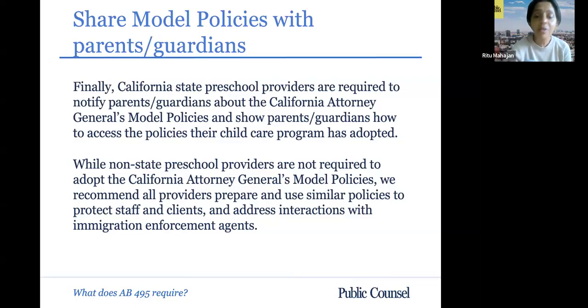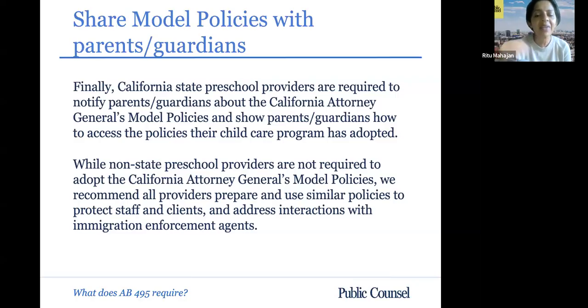We recommend that all of you, whether or not you operate a state preschool program, have policies to plan for this kind of situation where immigration agents are showing up at your door unannounced, or these agents are requesting information about families that you care for. Because as Andrea was saying, these situations are really stressful. And if you don't have a plan in place for how to deal with it, it's going to be even more difficult to navigate the situation.